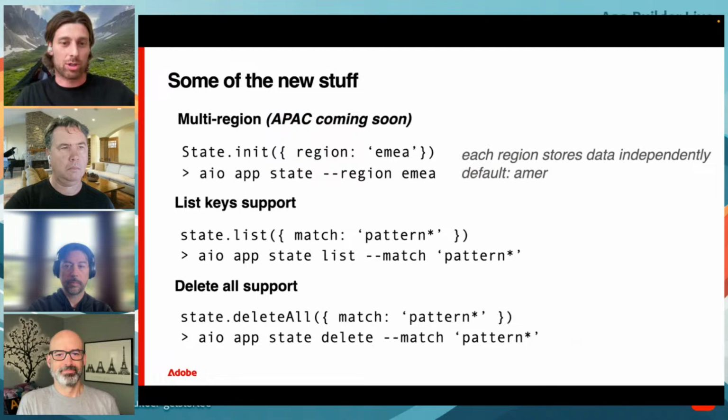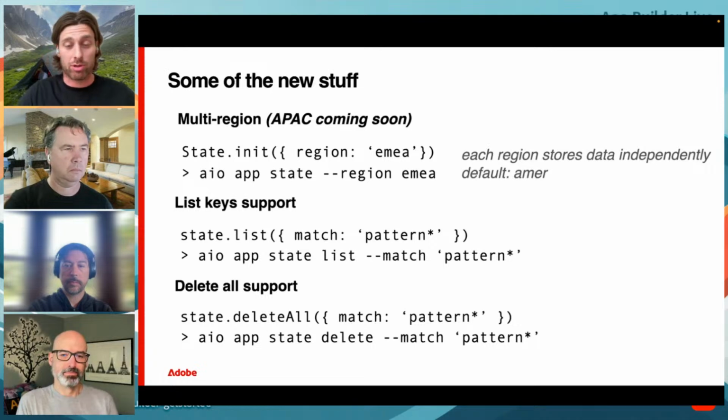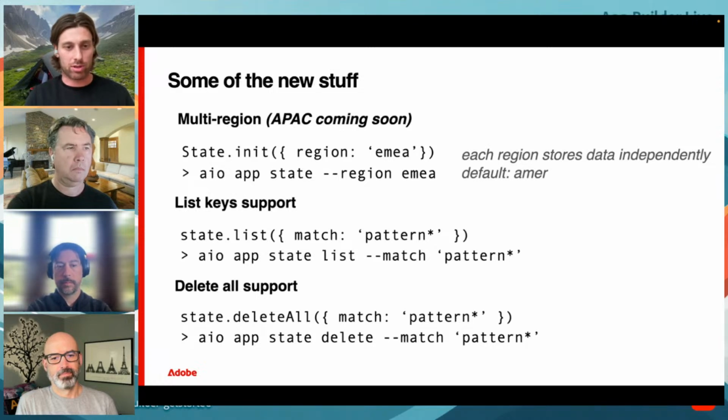So as I just talked about, you can select the region just on initialization, put in the region. EMEA, by default it is America, and each region stores the data independently. So if you store something in America, it's not going to be visible in EMEA. But maybe in the future, we could also provide some sort of global replication, depending on what users want. But for now, everything is separated.